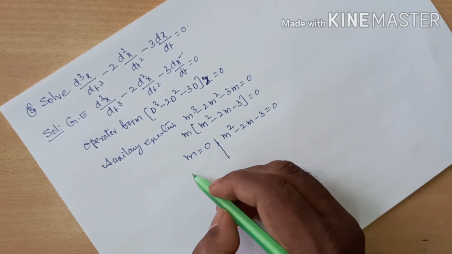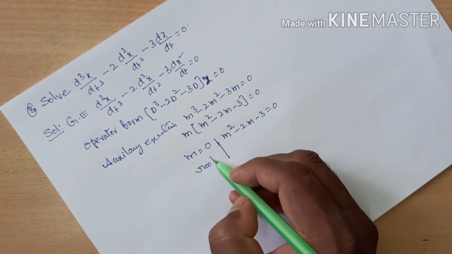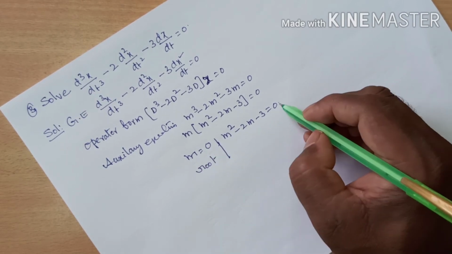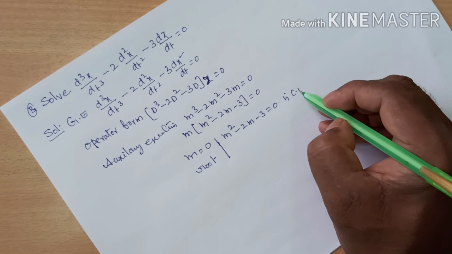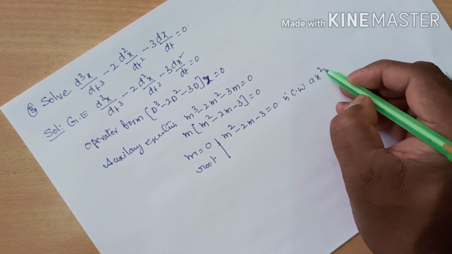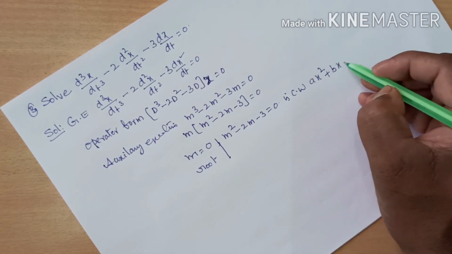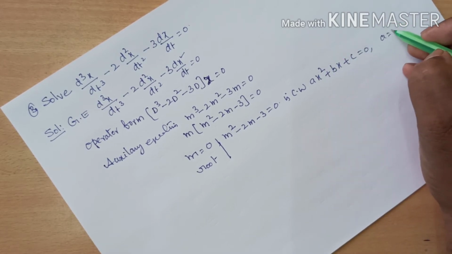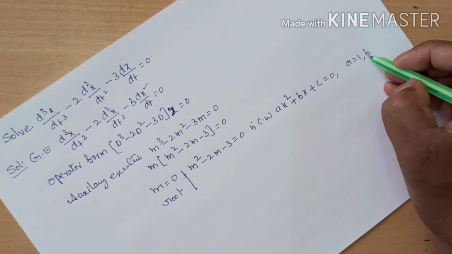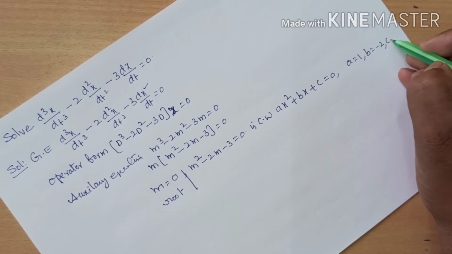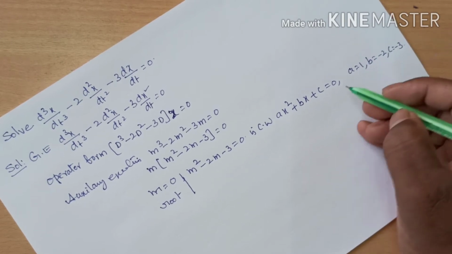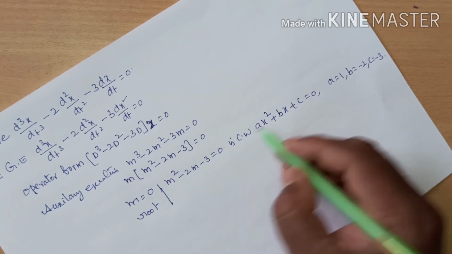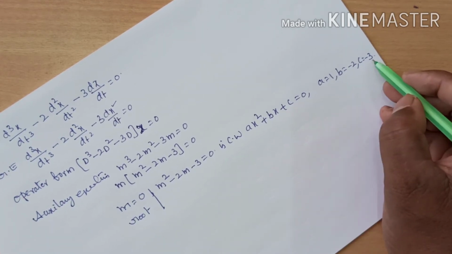Here m equals 0 is one root. The second factor is in the form of a quadratic, so we compare it with ax squared plus bx plus c equals 0. We get a equals 1, b equals minus 2, c equals minus 3. The m squared coefficient is 1, the m coefficient is minus 2, and the constant is minus 3.